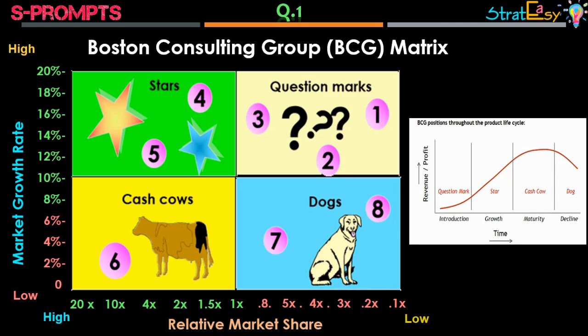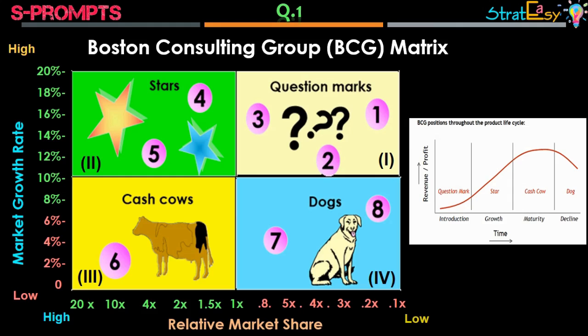We can relate the BCG matrix with the product life cycle, as the question mark quadrant of the BCG matrix shows low relative market share and the market is growing, which matches the introduction stage of the product life cycle. That's why the question mark quadrant is numbered as 1. Similarly, the star quadrant coincides with the growth stage of the product life cycle, hence it is numbered as 2. Cash cow coincides with the maturity stage, hence it is numbered as 3, and the dog quadrant, number 4, coincides with the decline stage of the product life cycle.